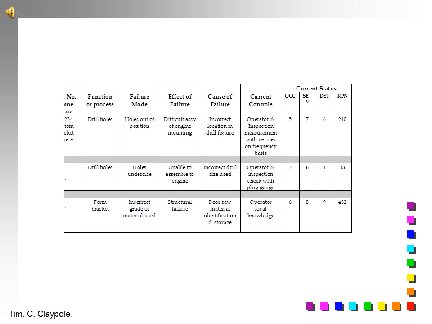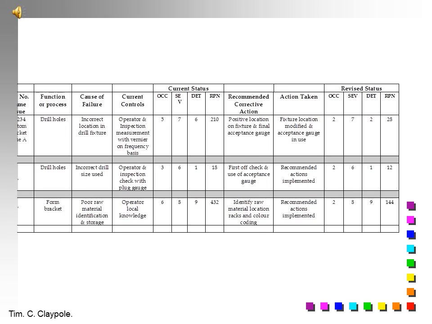The other issue, the forming of the bracket, we might actually use the incorrect grade of material. If we use the incorrect grade of material, we have a structural failure. At the moment, the potential failure is caused by poor raw material identification, and the operator is required to know where the different materials are. So the possibility of this happening is quite high, the severity is quite high, and the chance of us getting it wrong is quite high. So this is the biggest issue that we have.